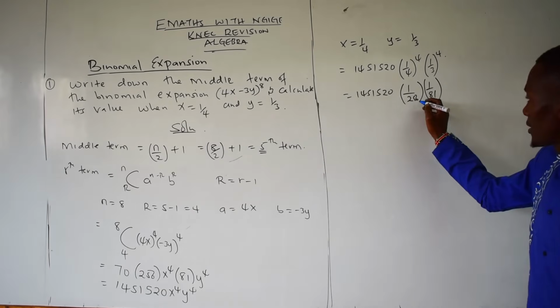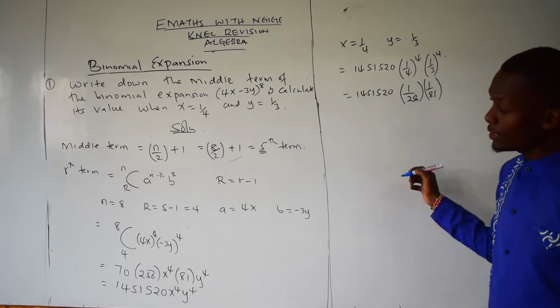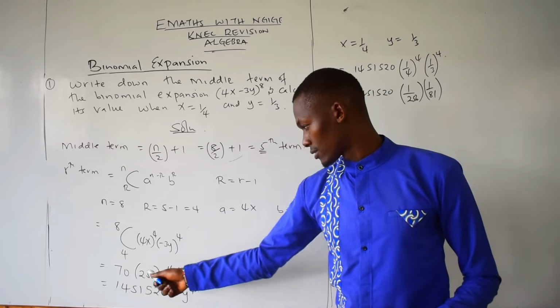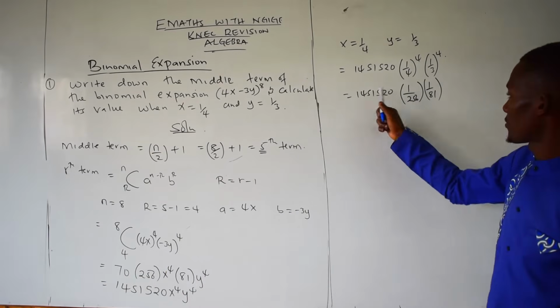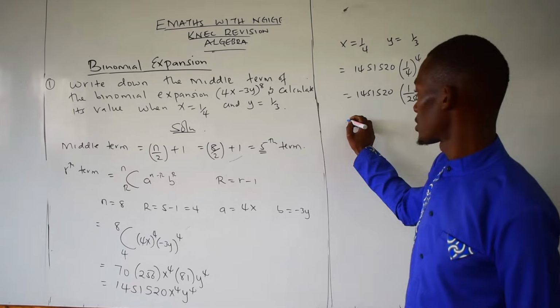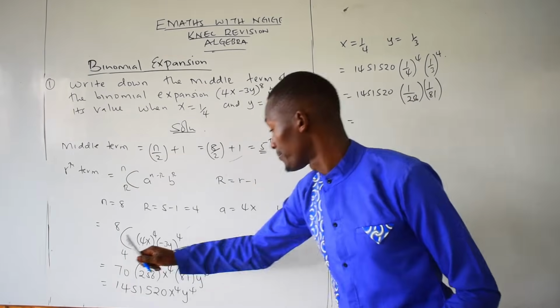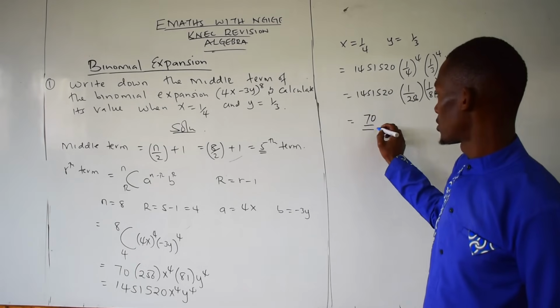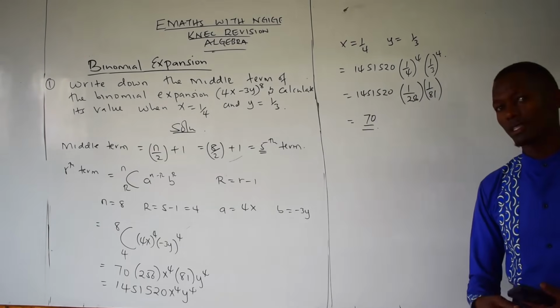So you can just backtrack here. We have an 81, we have a 256. So in this equation by the end of the day, we have a 256 here and we have an 81 here. So in short, you just remain with this term here. But you can confirm through working that indeed the solution is 70.